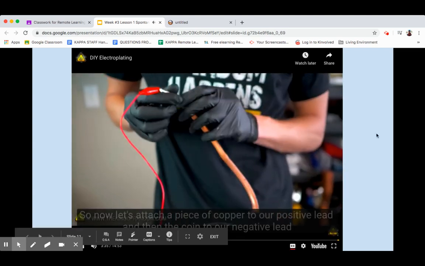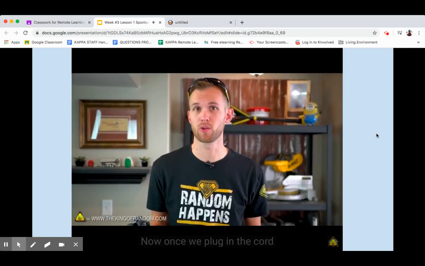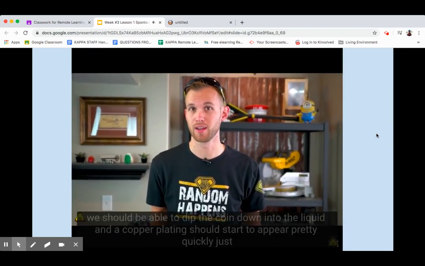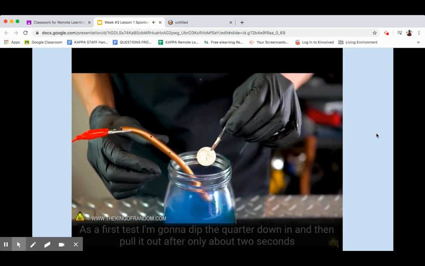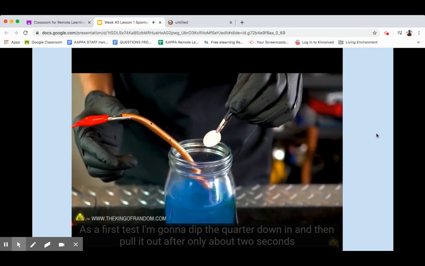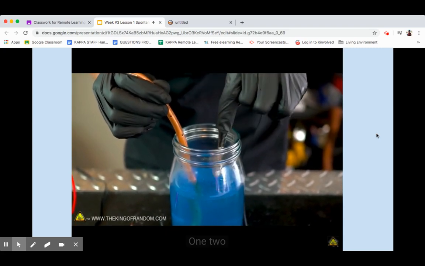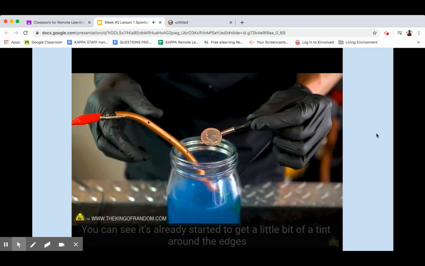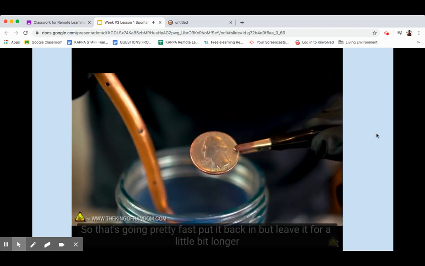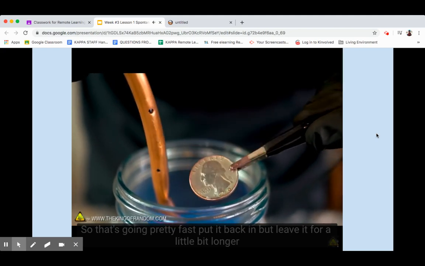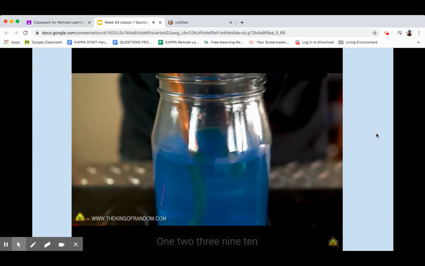Is prepped and ready, so now let's attach a piece of copper to our positive lead and then the coin to our negative lead. Now once we plug in the cord, we should be able to dip the coin down into the liquid and a copper plating should start to appear pretty quickly. Just as a first test, I'm going to dip the quarter down in and then pull it out after only about 2 seconds. Let's see if it does anything. 1, 2. You can see it's already started to get a little bit of a tint around the edges. So that's going pretty fast. Let's put it back in, but leave it for a little bit longer. 1, 2, 3, 9, 10.